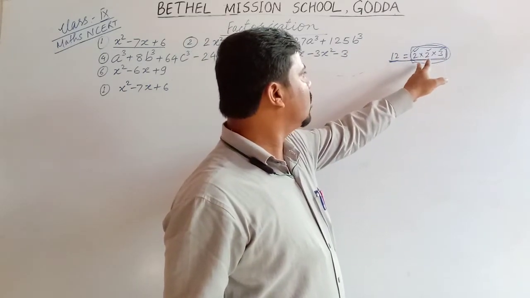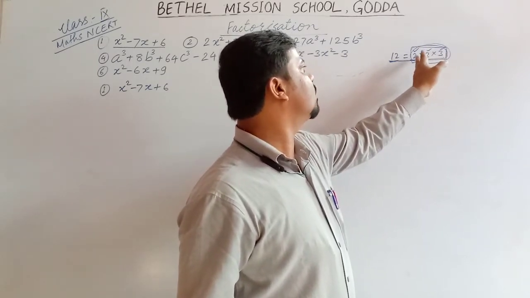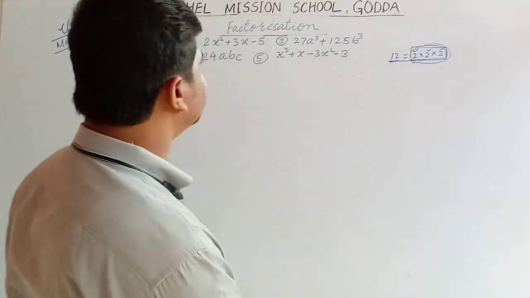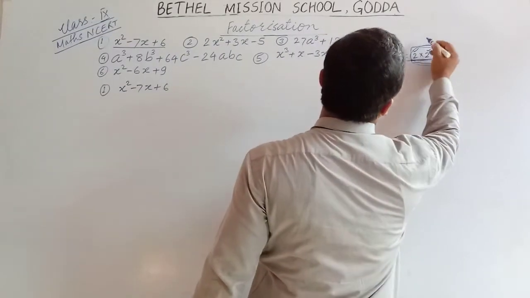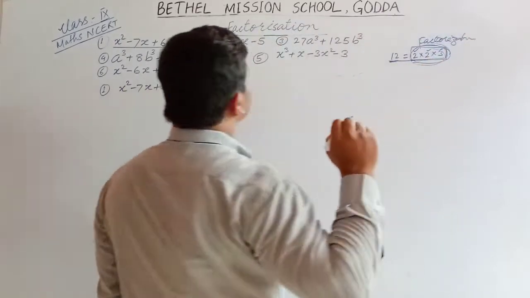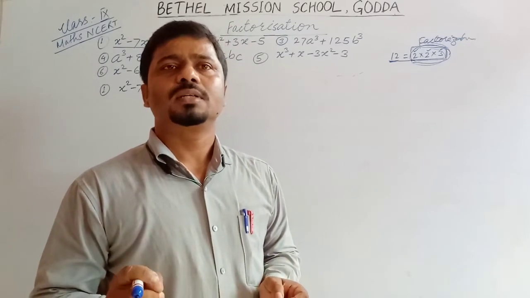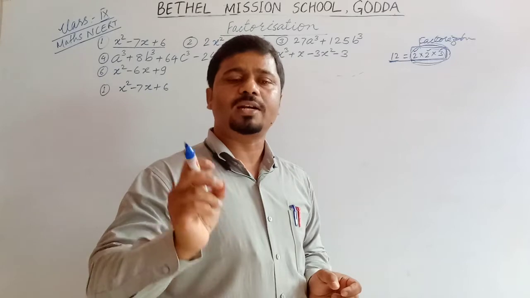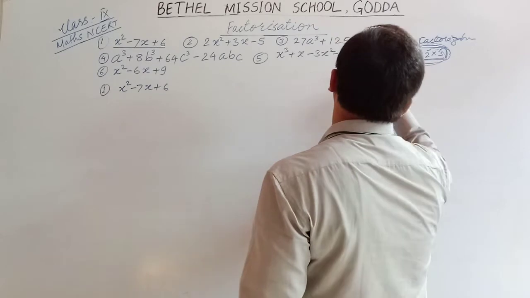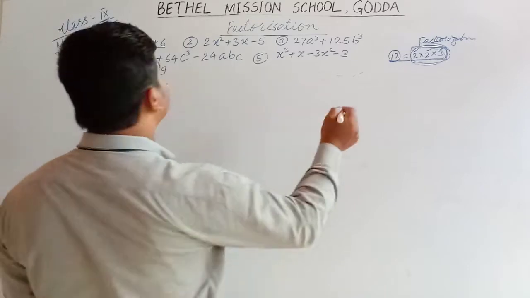I have shown it in the form 2 into 2 into 3, and when you multiply these all three numbers, you will get 12. 2 times 2 times 3 is 12. So this form is called factorization. Factorization means the form of multiplication of the factors of the number, or splitting numbers into small numbers, the way of multiplication, that is called factorization.